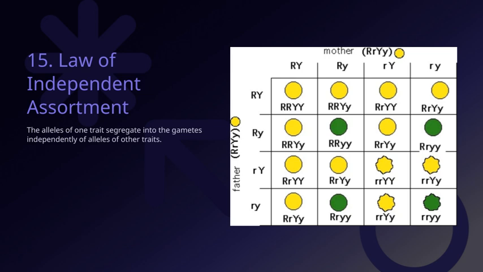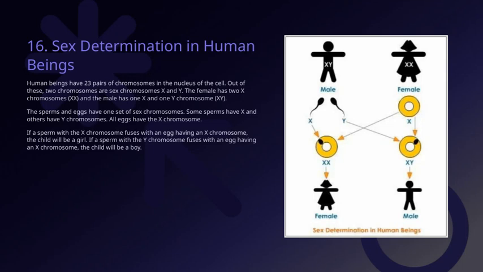When a sperm with an X chromosome fuses with an egg that also has an X chromosome, the result will be a girl. Conversely, if a sperm carrying a Y chromosome fuses with an X chromosome egg, the resulting baby will be a boy. It's important to remember that both sperms and eggs carry just one set of sex chromosomes, and all eggs always carry an X chromosome. The key difference is in the sperm. Some carry X, others carry Y.